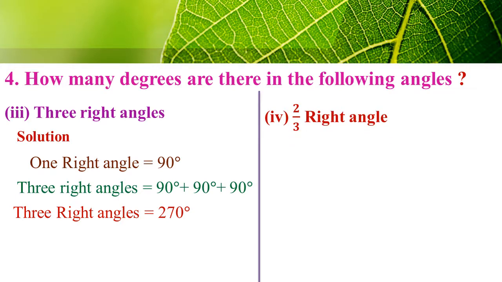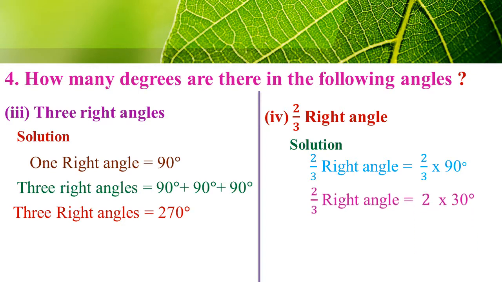2 by 3 right angle, right? 2 by 3 right angle equal to 2 by 3 multiplied with 90 degree. When you simplify, we will get 2 multiplied with 30 degree. When you multiply 2 and 30 degree, we will get 60 degree.